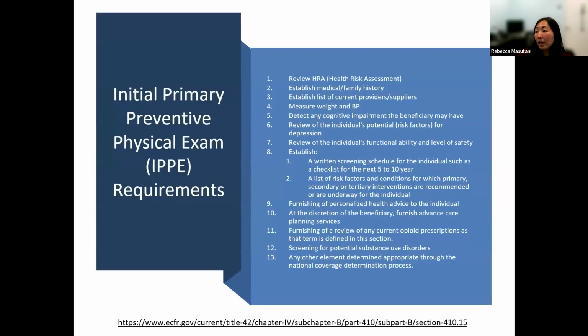As displayed on this slide here, this is the initial preventive physical exam requirement, or Welcome to Medicare requirements. In short, this is very similar to what is required in the subsequent yearly Medicare annual wellness visit. So I'll take some time to review this in detail. And again, keep in mind that the term physical exam is a little misleading since, like I said earlier, Medicare generally does not cover routine physical exams.